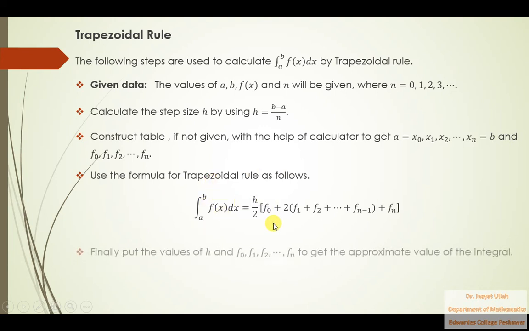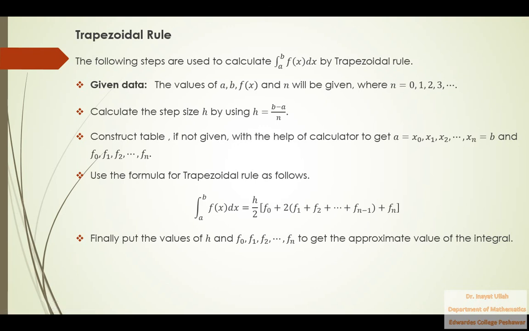The last step is we need to put the values of h and all those fi's to compute the approximate value of this definite integral. So putting all those values, the value of h and those fi's, we get the approximate value of this definite integral by the trapezoidal rule.